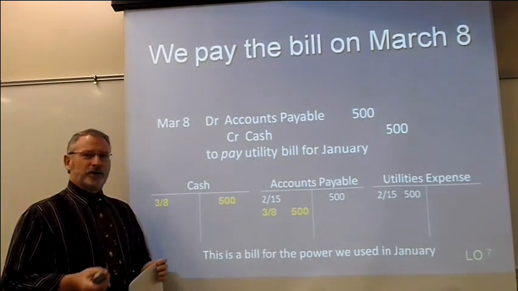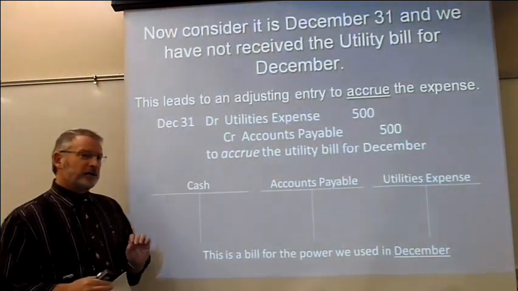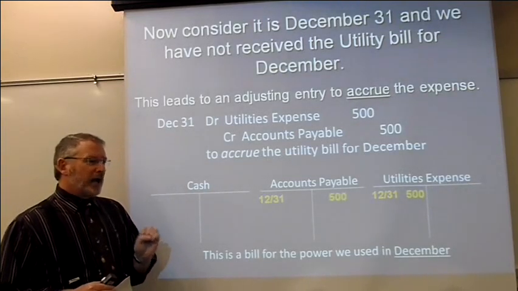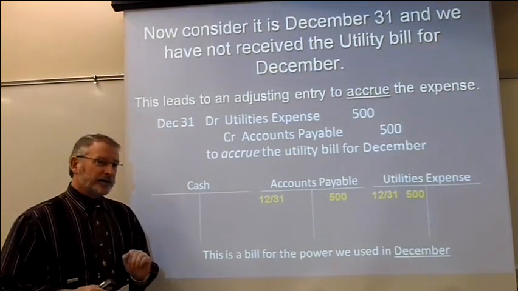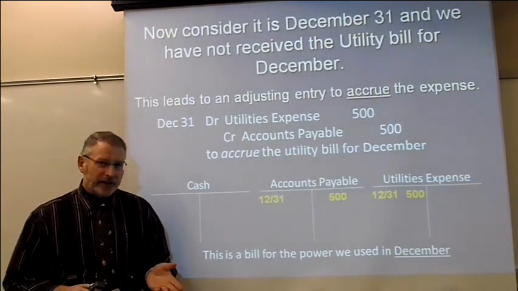And that's the way the year cooks on all year long. We record it, and eventually we pay it. But now consider that it's December the 31st. It's the end of our year, and we know that we used power in December, but we didn't actually receive the bill yet. And this is when we have to make an accrual.